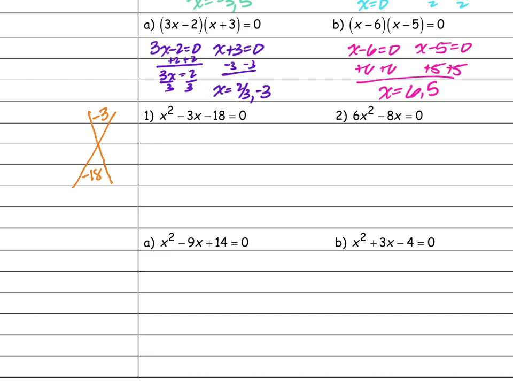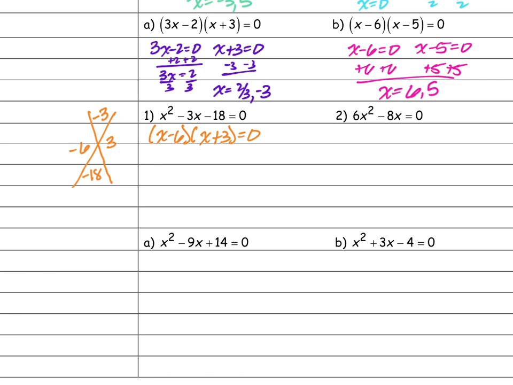So two numbers that multiply to be negative 18 and add to be negative 3. I think that's going to be negative 6 and positive 3. So this factors to x minus 6 times x plus 3. And once I have it factored, now it's exactly like what I've been doing for the previous 4 problems.